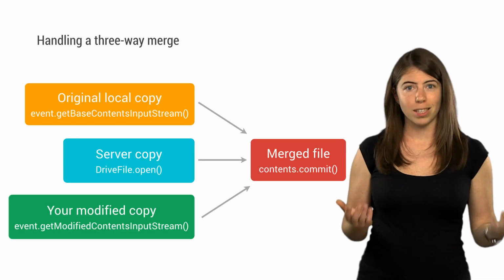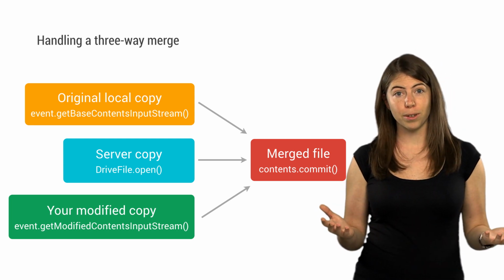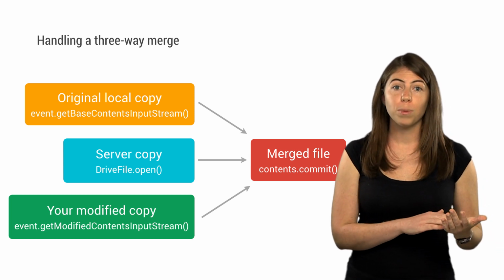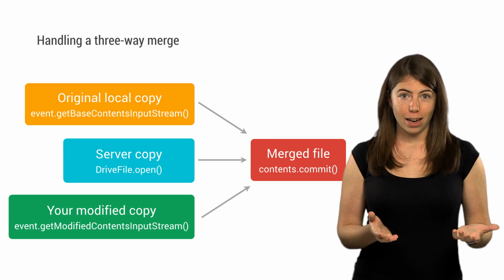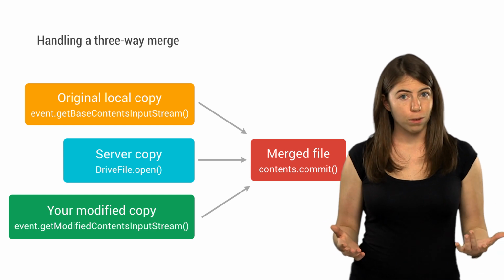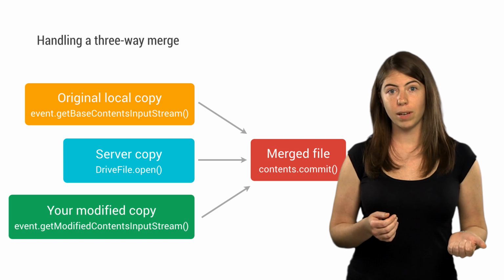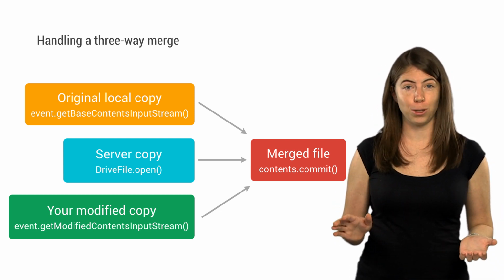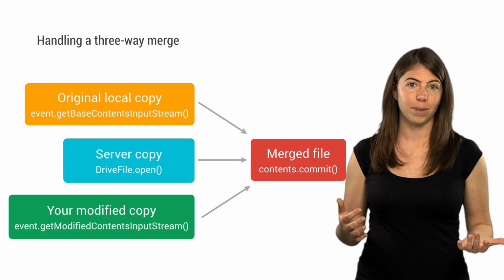Each app will handle conflicts differently. You might be able to do a three-way merge, or you might want to ask the user. To get the server version of the file, open the file from the device as you normally would using DriveFile.open. As long as you're online, this call will download the new version from the server. To get your modified version of the file, call getModifiedContentsInputStream on the completion event. Last, to get your original local copy before your modification was made, call getBaseContentsInputStream on the completion event.